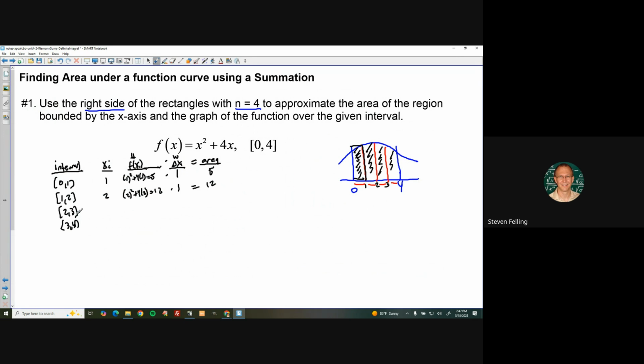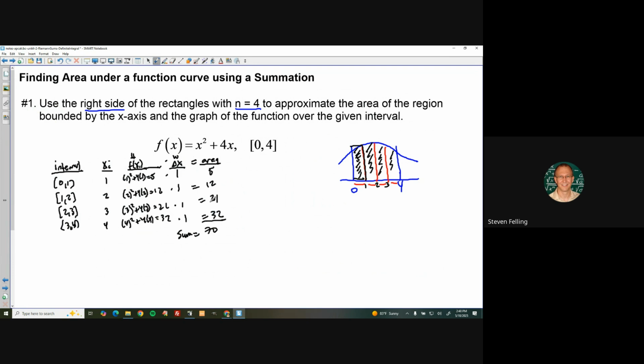Right, we use the right x value here, plug that in, 3 squared plus 4 times 3 turns out to be 21. 21 times 1 gives me an area of 21, and the last one, we're starting at x is 4. 4 squared plus 4 times 4 turns out to be a height of 32, and 32 times the width of 1 is 32. And then we can sum these values together. If I add the 4 rectangle areas up, I end up getting 70.